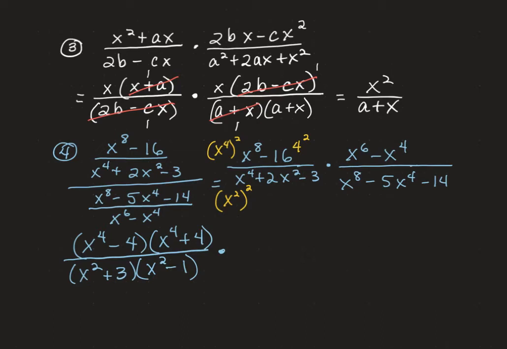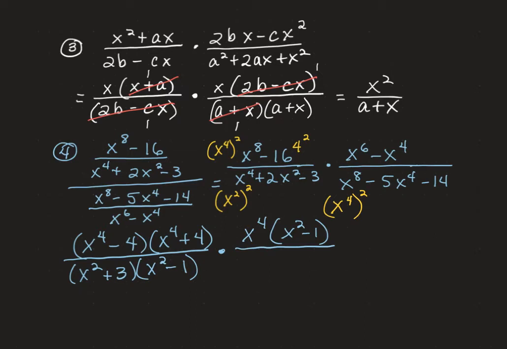X to the 6th minus x to the 4th. Looks like there is a greatest common factor hiding in there. X squared minus 1 is left when we factor that out. We'll get to what we do with that in just a moment. Now we have x to the 4th squared and minus 14. What can we do with that?